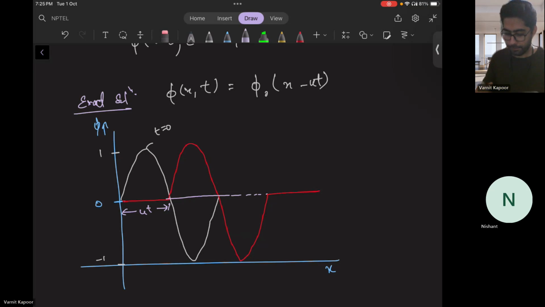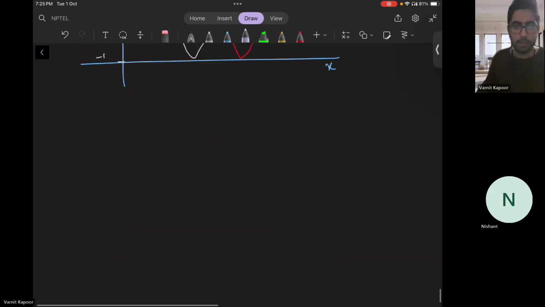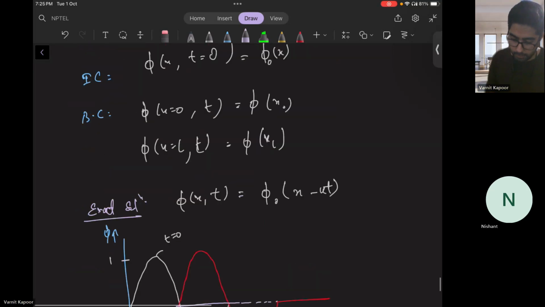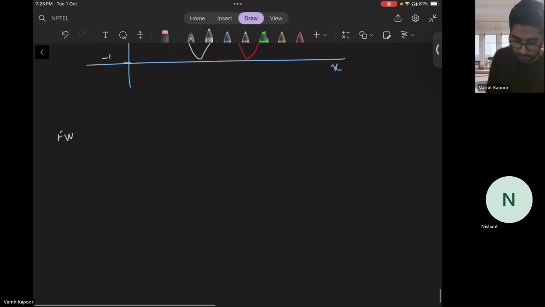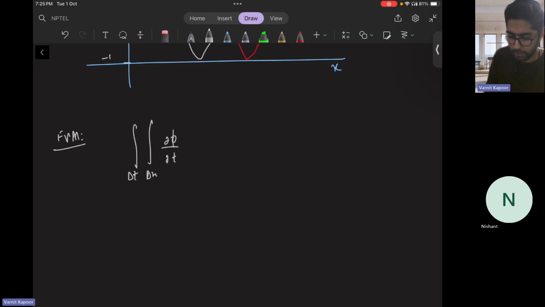Okay, now let us solve this equation. We have the equation in 1D, so we will apply the FVM technique again. Because it's unsteady, we have already dealt with unsteady problems earlier, but there we discussed only the unsteady diffusion equation. This is the unsteady convection equation.